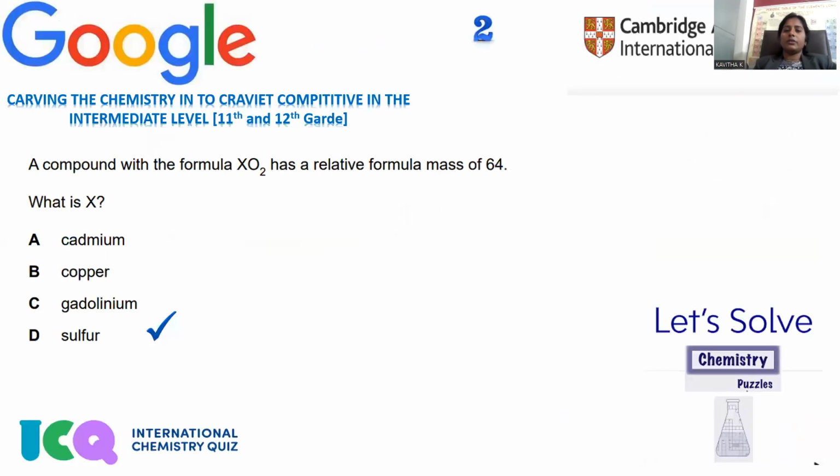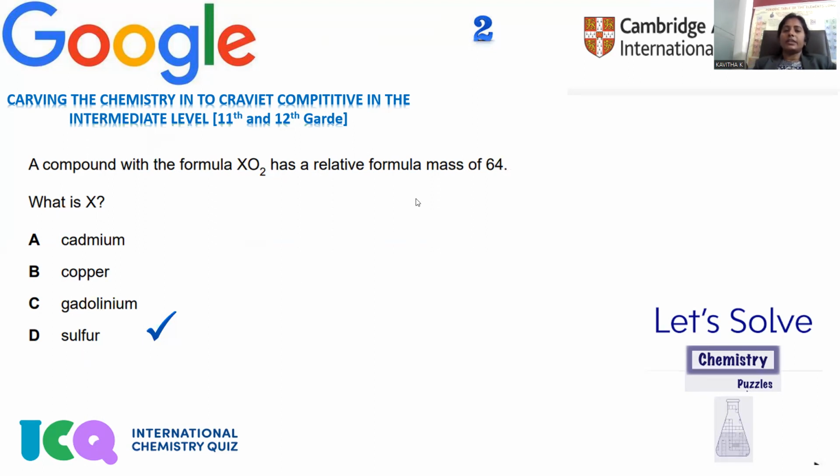Move on to question number 2. Question number 2 is collected from Cambridge Assessment International Education. A compound with the formula XO2 has a relative formula mass of 64. What is X? Here, an unknown compound is given to you. Its formula mass is provided. Half of the compound structure is revealed by oxygen, so it is very simple to identify what the leftover term is in this formula, right? So X is to be identified: either it may be cadmium, copper, gadolinium, or sulfur.